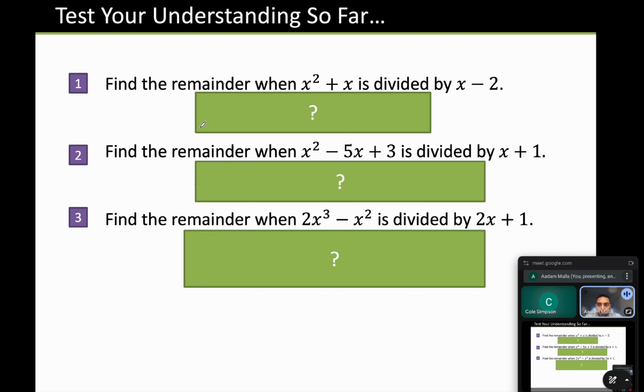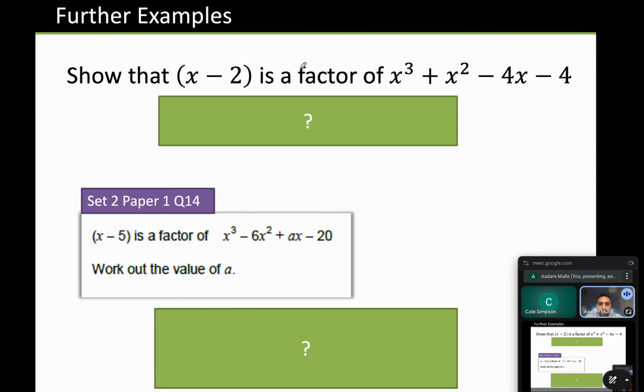I think we've practiced enough of these, but I'll give you this PowerPoint if you want to look after the lesson. Okay. You can. Let's look at this question over here. It says x minus 5 is a factor of this. And we've got x cubed minus 6x squared plus ax. So we have another variable here. We're trying to find another letter, minus 20. Work out the value of a.